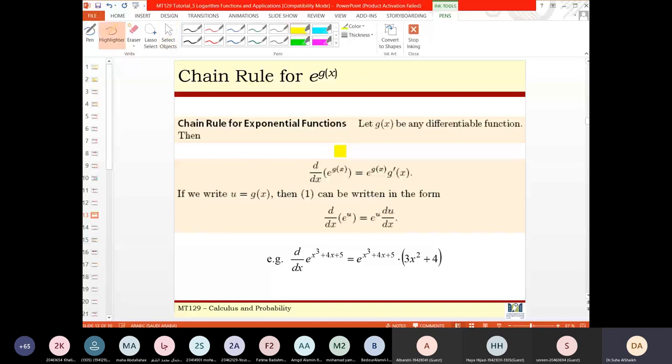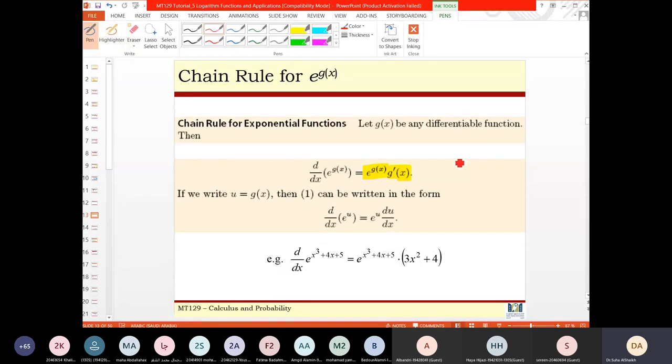the chain rule, when you have a function inside the function, the derivative is the derivative of the function multiplied with the derivative of what is inside the function. So if I have an exponential, but exponential is not just e^x, it's e of a function. So the derivative is the derivative of the exponential multiplied with the derivative of what is inside the exponential.